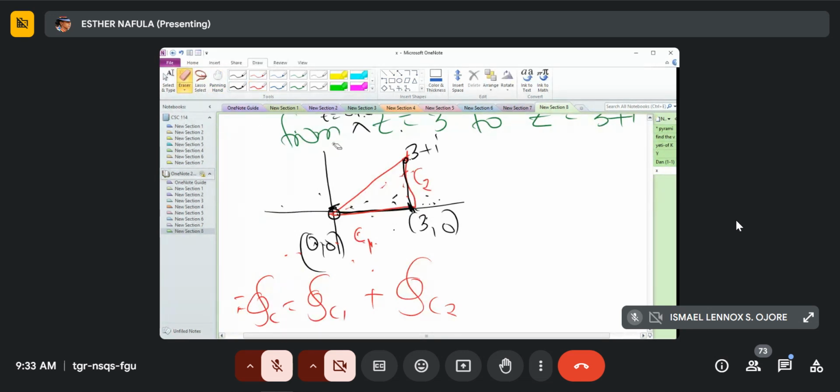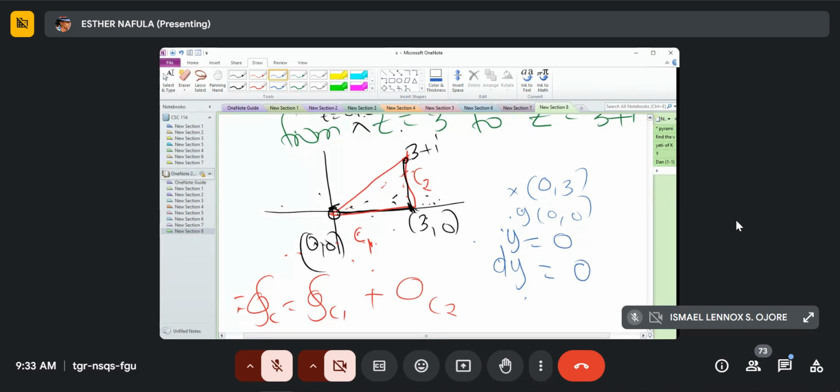But you have to investigate what needs to happen. If you look at curve C1, it's moving from (0, 0) to (3, 0). It's a straight line, but you don't always have to find dy over dx, or the change in y over the change in x. Here x is changing from 0 to 3, but y is 0, so y is not changing. Y is equal to 0. So what does it tell you about the nature of dy? Dy will also be 0.